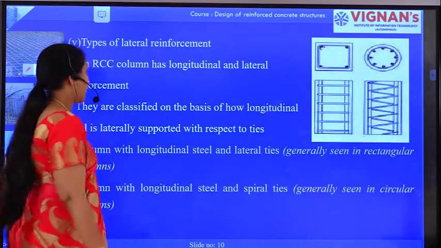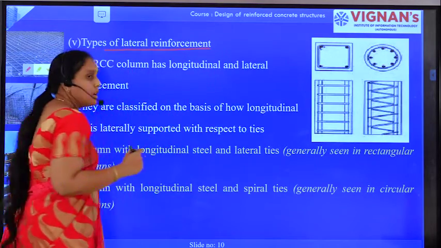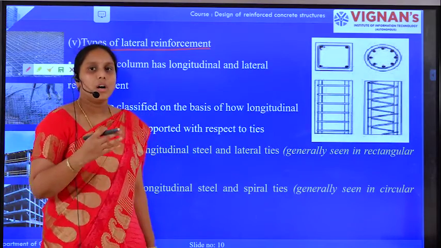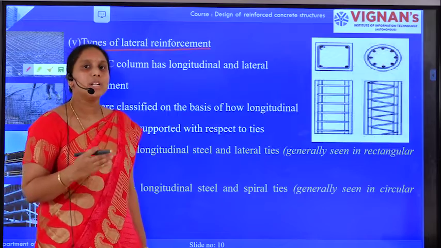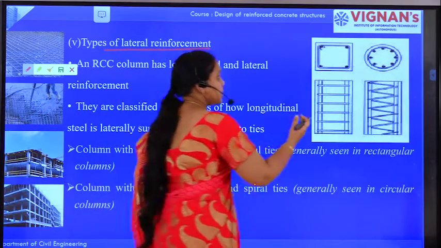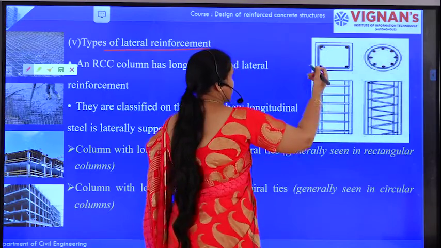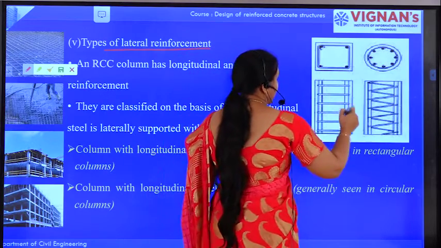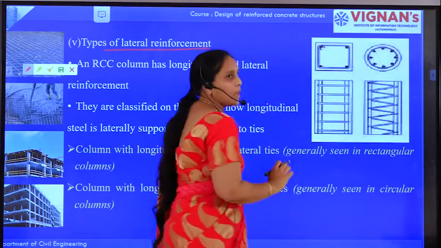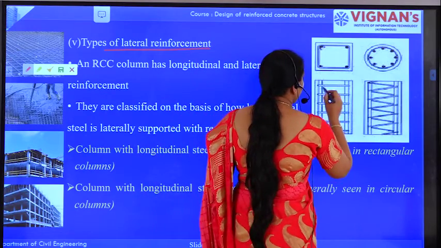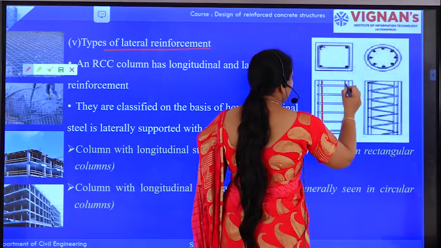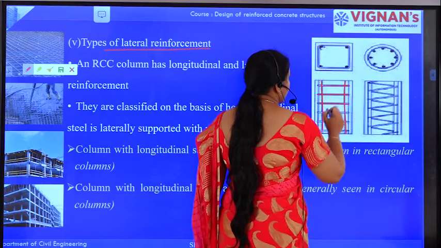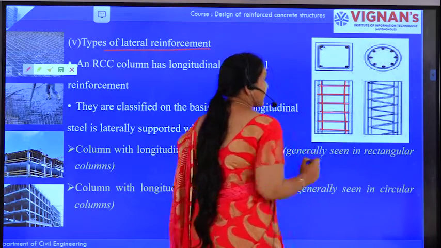Now let us see the classification of columns based on the lateral reinforcement. Columns generally have two types of reinforcement provided: one is the longitudinal reinforcement and the other is the lateral reinforcement. If you observe this column, this is the plan and this is the section. This is a rectangular column and this is a circular column. In a rectangular column, we have the main reinforcement, which is the longitudinal reinforcement, and these are the lateral ties. These are called the lateral reinforcement or the lateral ties.